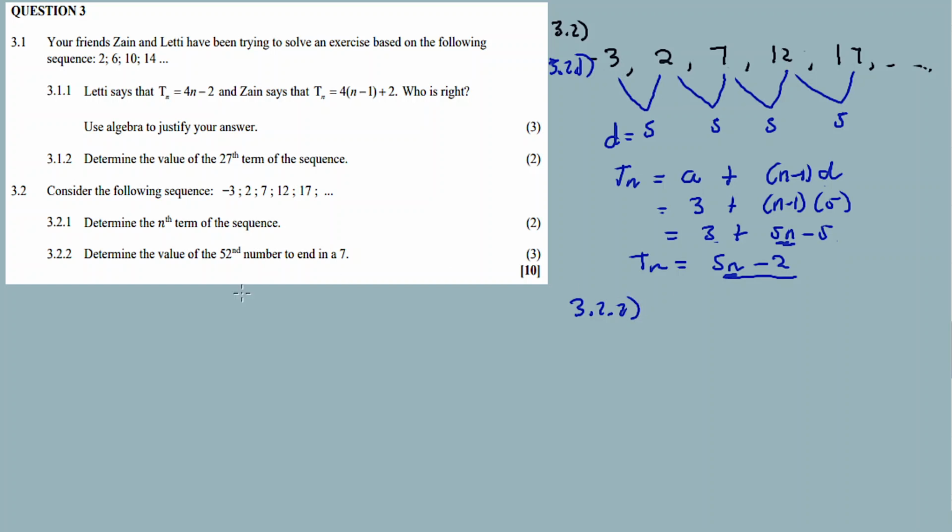3.2.2. Determine the value of the 52nd number to end in a 7. Alright, wait a minute. Okay, minus 3, it should be minus 8. Sorry, this 3 is negative, so it means a is negative 3. Now to answer 3.2.2, determine the value of the 52nd number to end in a 7.